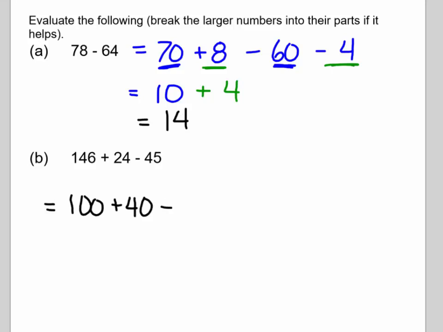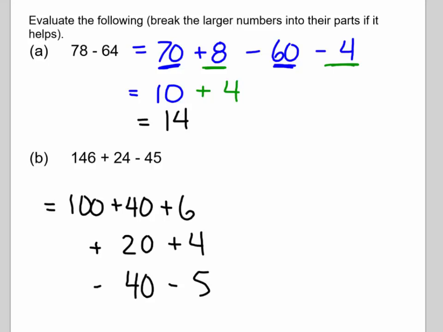146, you could break down like that. Now I might do a little strange bookkeeping here. I might do something like that. Okay, and you could probably start to see I'm lining my tens up, my ones up, and my hundreds up. And now negative 45. That's a minus 40 and a minus 5.